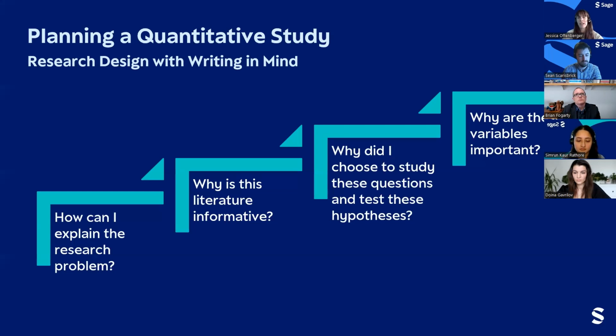How can I explain the research problem? Keep in mind your audience when thinking about how to explain your research question. Why is this question important, not only to you, but to your readers? This will help you in framing your question and couching it in the appropriate literature. Speaking of literature, why is this literature informative? Keep in mind what literature is most relevant to your research question.